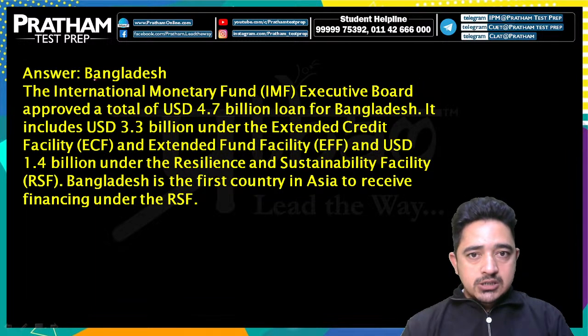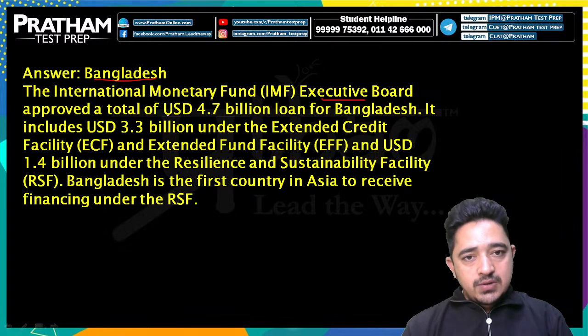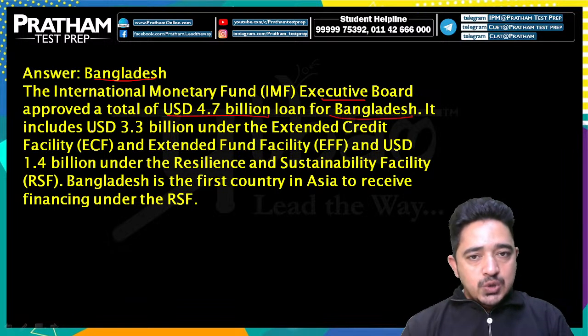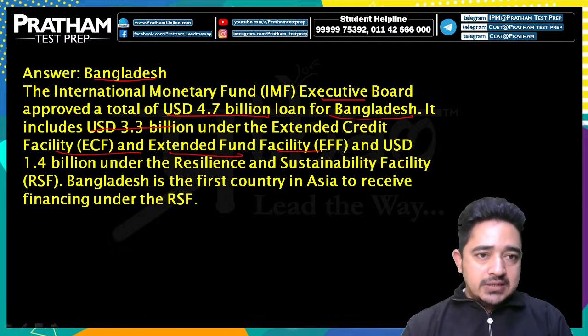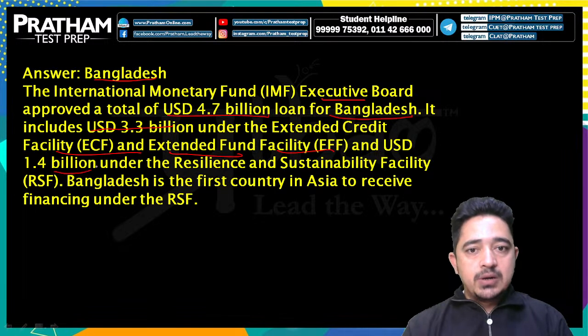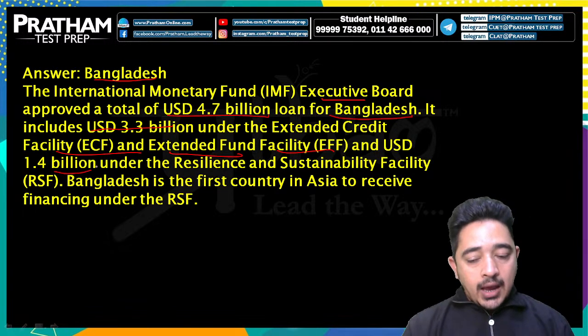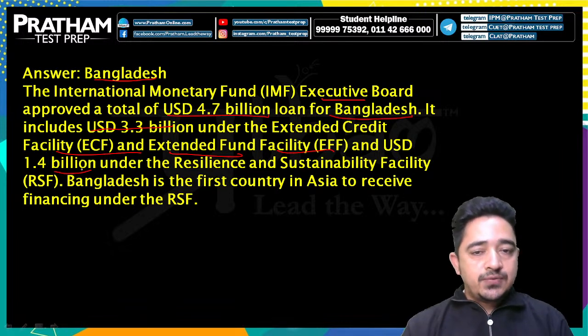So Bangladesh is the right answer. The IMF Executive Board approved a total of USD 4.7 billion in loans for Bangladesh. It includes USD 3.3 billion under the Extended Credit Facility and Extended Fund Facility, and USD 1.4 billion under the Resilience and Sustainability Facility, RSF. Bangladesh is the first country in Asia to receive financing under RSF.